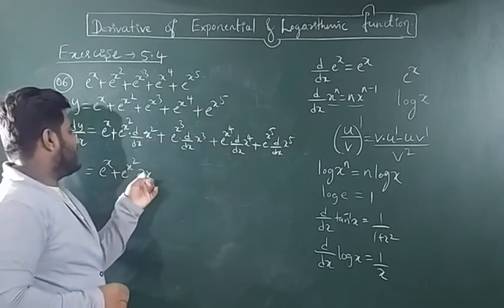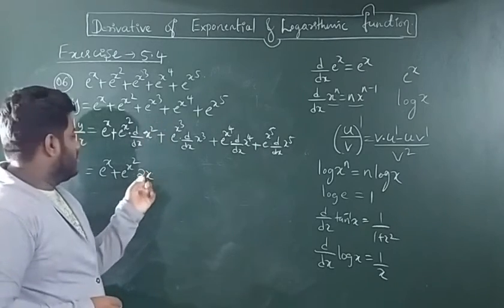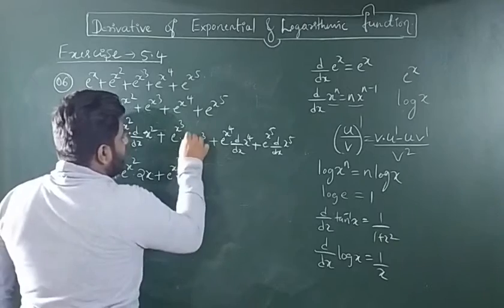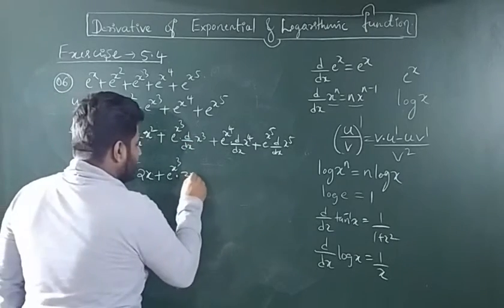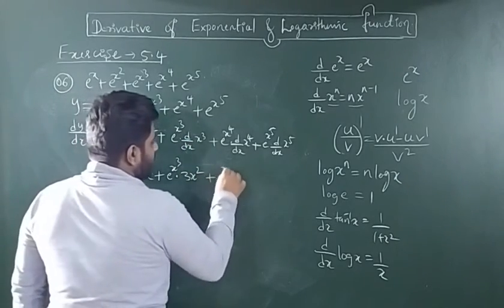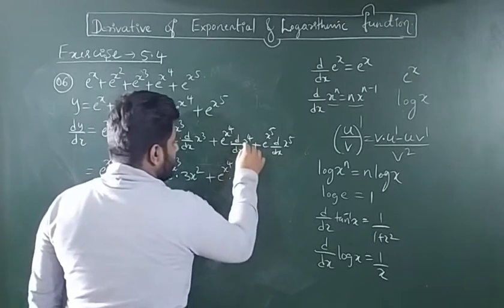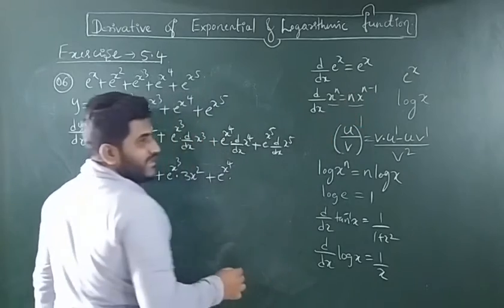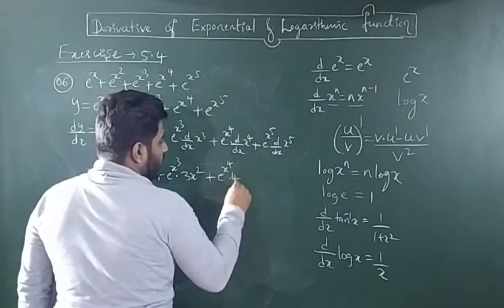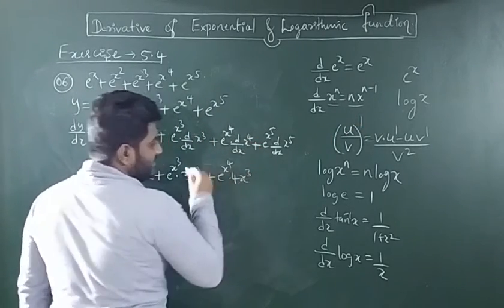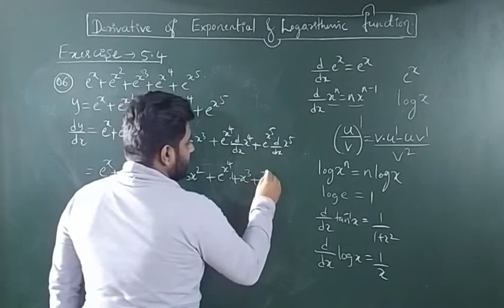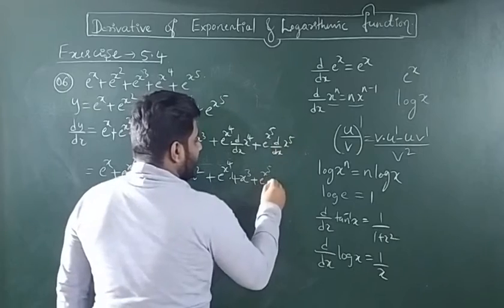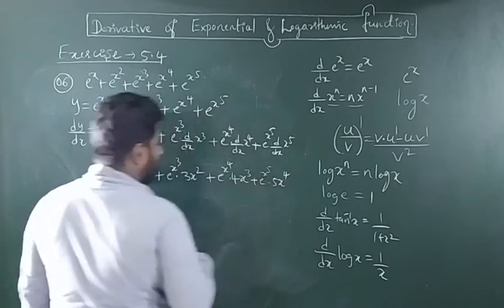Because 2 as it is, differentiation of 2 minus 1 is 1. So 2x we are getting. Similarly, e raised to x cube into differentiation of x cube is 3x square. Yes, e raised to x raised to 4. Differentiation of x raised to 4 is again the x raised to n formula: n into x raised to n minus 1. N is 4, so 4 into x raised to 4 minus 1 means x cube. Plus e raised to x raised to 5. Next, x raised to 5 differentiation is 5x raised to 4.